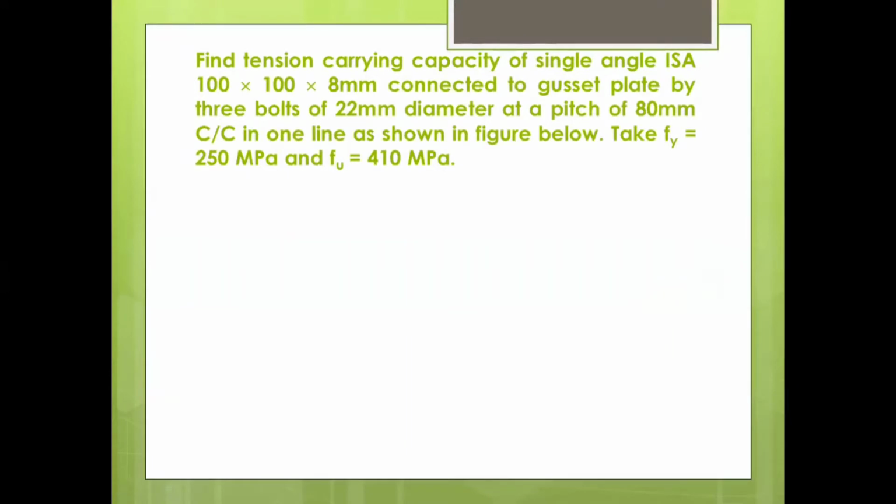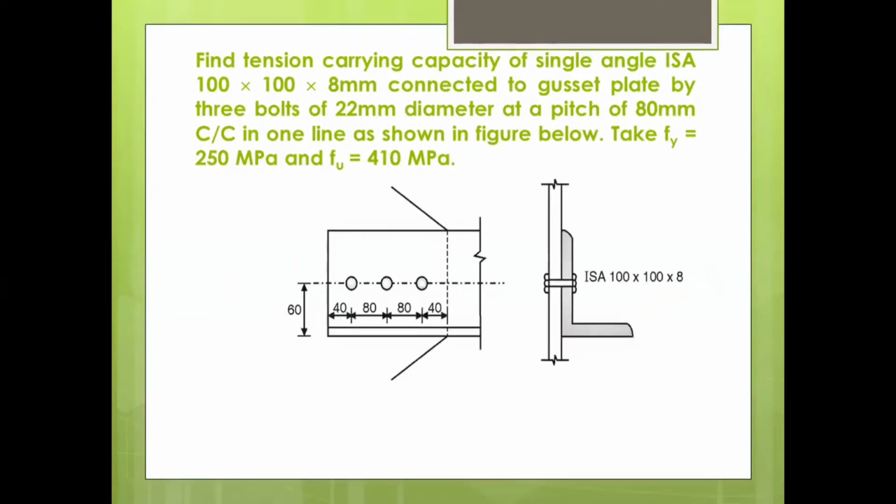So this is our first problem. Find the tension carrying capacity of single angle ISA 100 by 100 by 8 mm connected to gusset plate by 3 bolts of 22 mm diameter at a pitch of 80 mm center to center in one line as shown in figure. This is the figure. Take Fy is equal to 250 megapascal and Fu is equal to 410 megapascal.